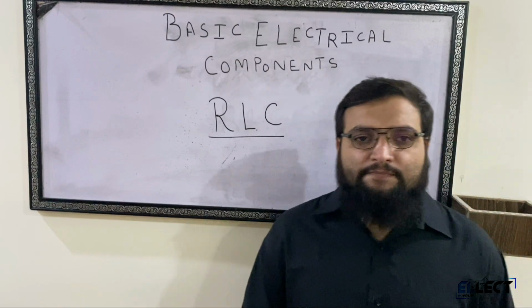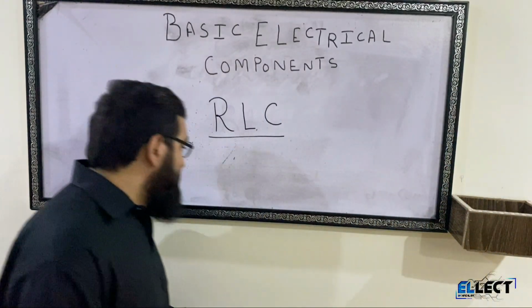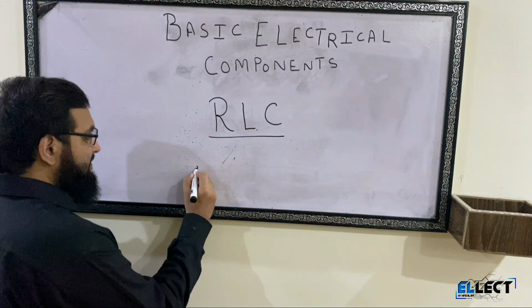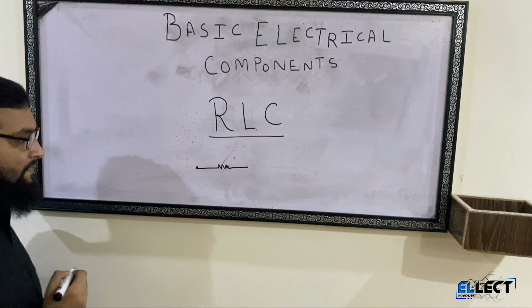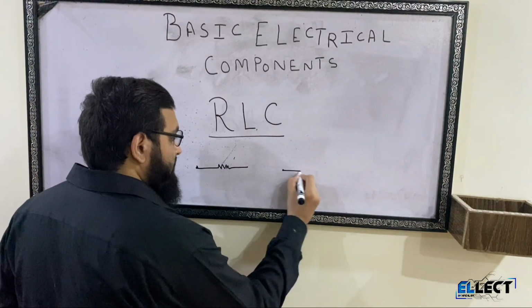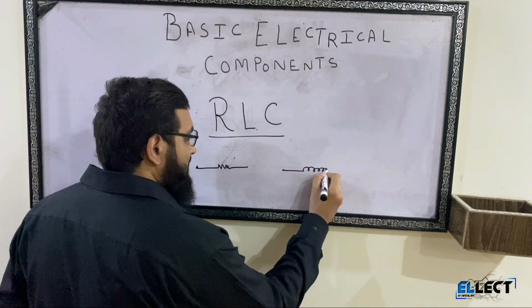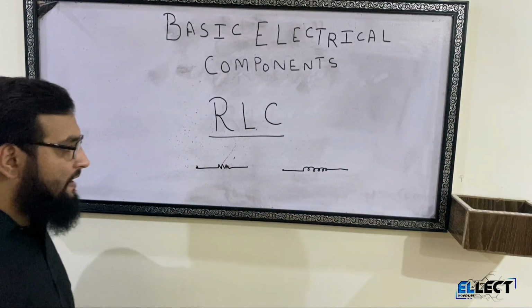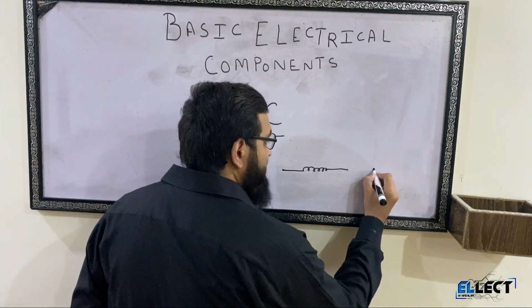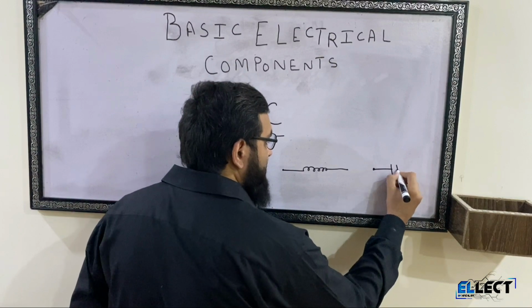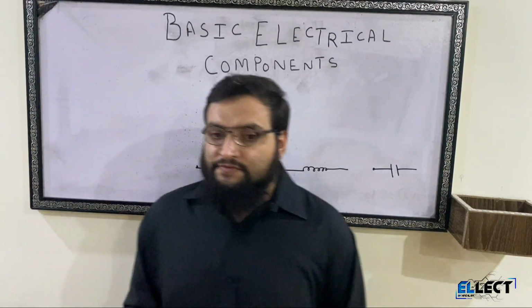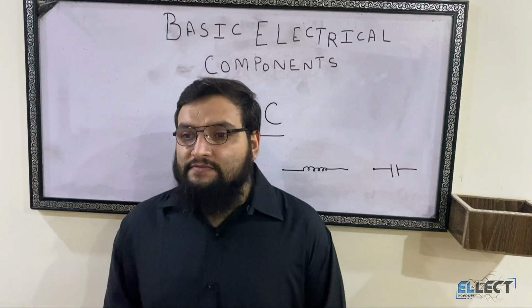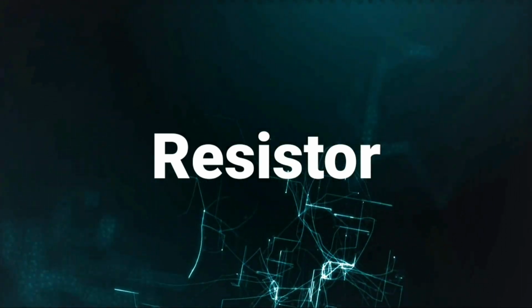Now coming to the symbols of all these electronic components, this is called a resistor, this is called an inductor or a coil, and this is called a capacitor. Now we are going to discuss all of these elements one by one. Resistor.